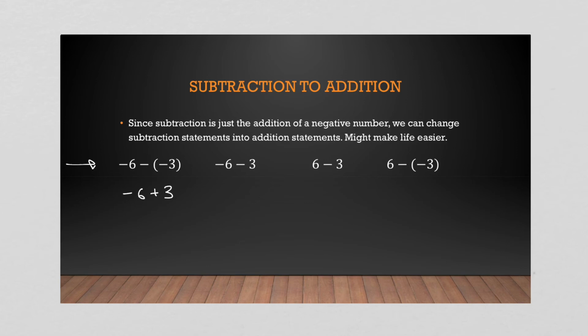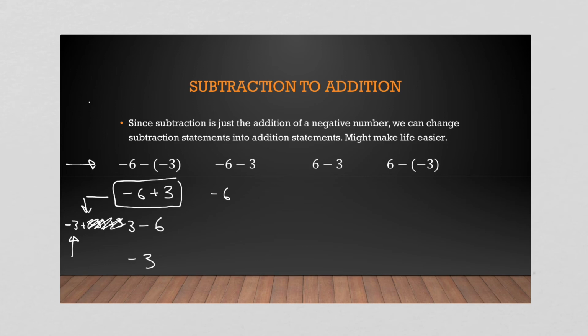And if you wanted to think about this as a subtraction statement, rearrange these, 3 minus 6. Well, if you have 3 and you take away 6, you end up at -3. So it might be a bit easier if you change it to an addition statement. Or from here, remember that -6 is -3 plus -3, and then we have +3. So those are going to cancel. What are you left with? -3.